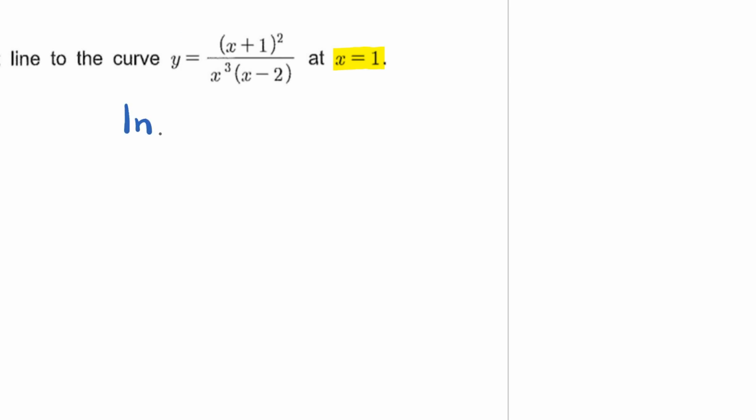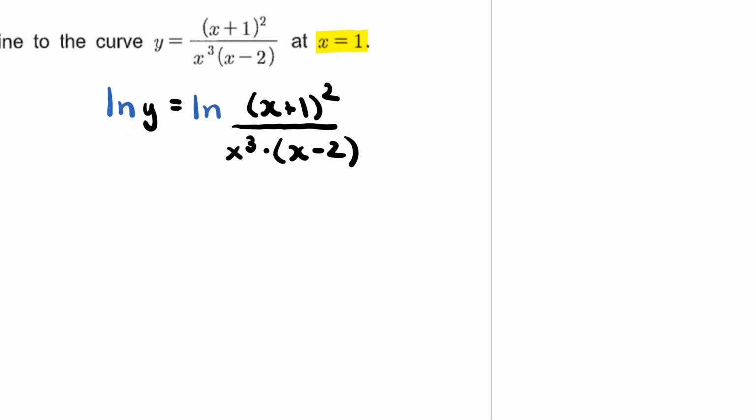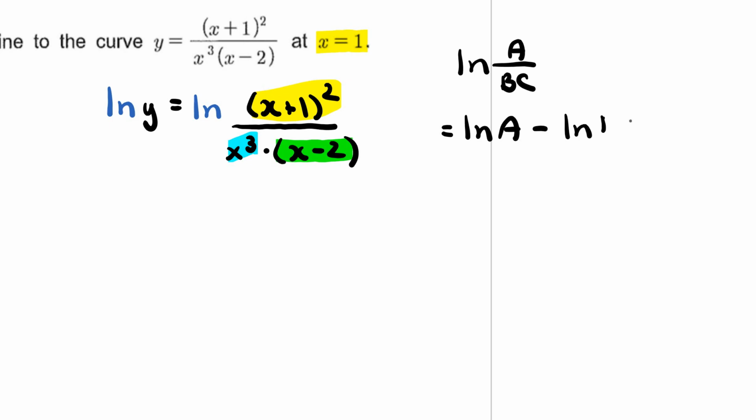So ln of y equals ln of everything on the right-hand side, which is (x plus 1) squared divided by x cubed times (x minus 2). What I see right here is this is your A, this is your B, and this is your C. So if I write a separate statement, it would be ln of A divided by B times C, and if we break this down, it would be ln A minus ln of BC.